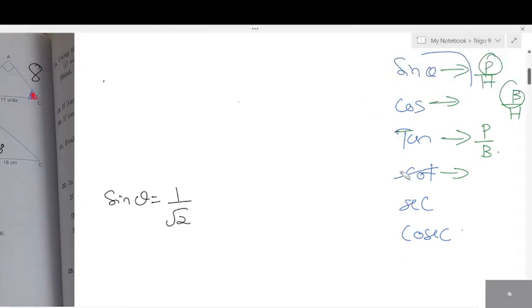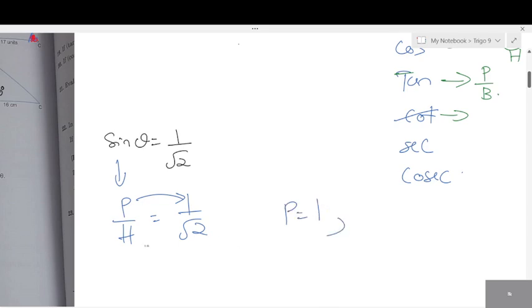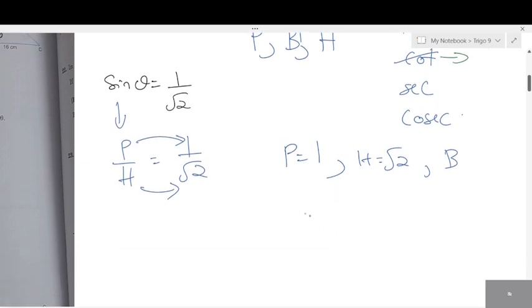Now look here, very simple question. Sine theta is given. We don't need a diagram for this. Don't draw a diagram. Without a diagram you can solve. What is the sine formula? Perpendicular by hypotenuse is equal to 1 by root 2. First step, compare this. What is the perpendicular value? 1. What is the hypotenuse value? Root 2. In trigonometry, we need three things. What are the three things? Perpendicular, base, and what is missing here? There's only one formula, the common formula: h square is equal to p square plus b square.